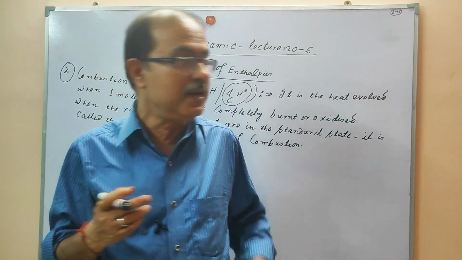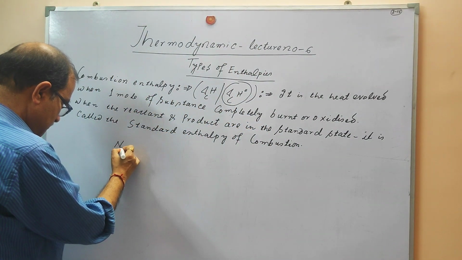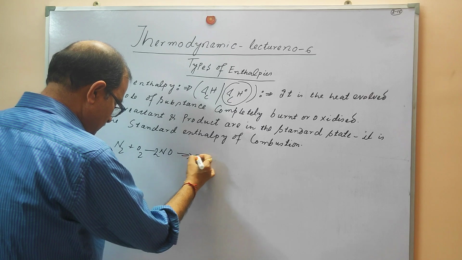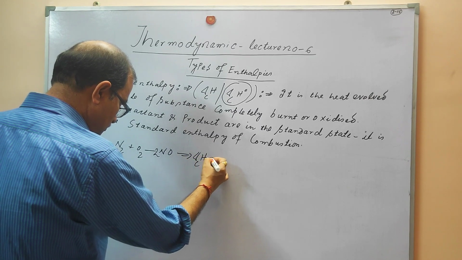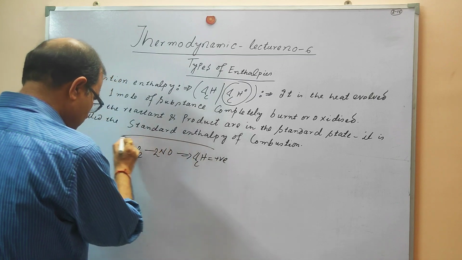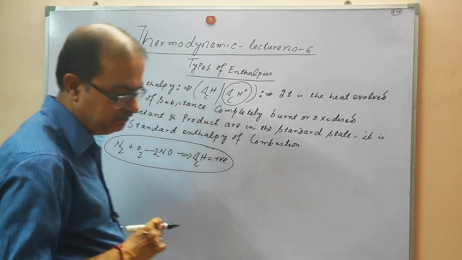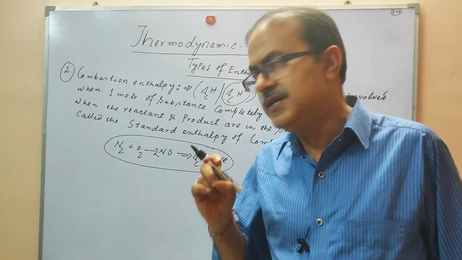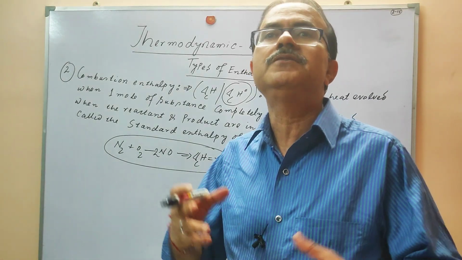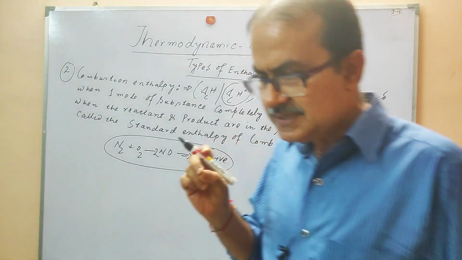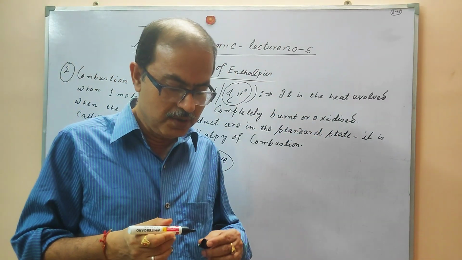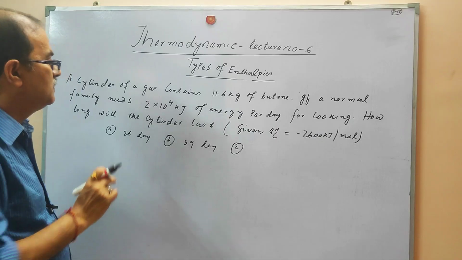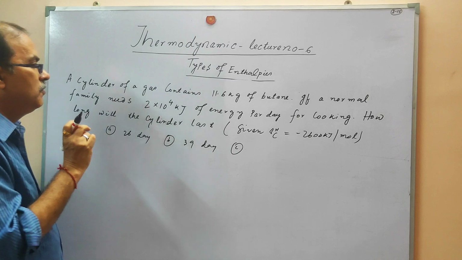But there is also an exception. The exception is this: N2 plus O2 giving 2NO, at that time the enthalpy change is positive due to some partial oxidation in this reaction. This type of phenomenon is observed, but by and large you will find combustion enthalpy is always negative, the heat is evolved. Okay, now take one numerical that will give you some idea which type of problems may come. This is a very good numerical.